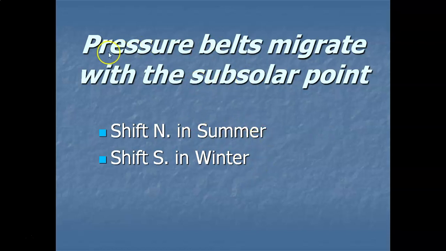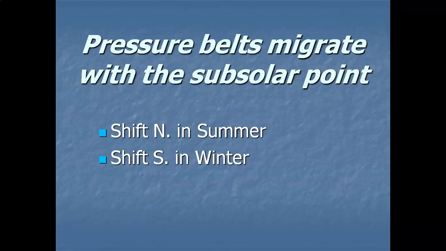Now, we had made the pressure belts in 30-degree increments, all right? But in reality, the pressure belts do move during the year. And so they're not always exactly at the equator, always exactly at 30 degrees, always exactly at 60. They actually migrate several degrees of latitude. And these pressure belts migrate with the subsolar point.